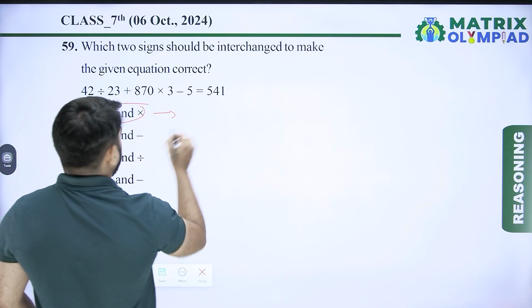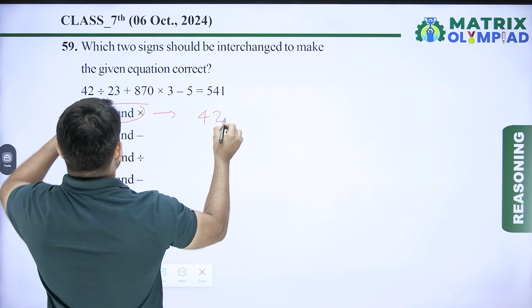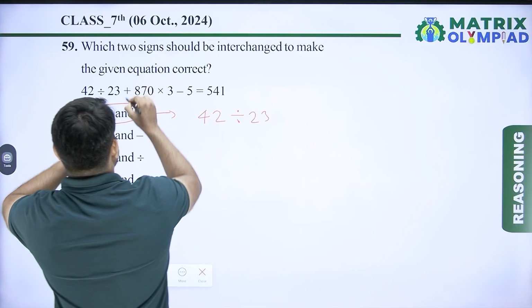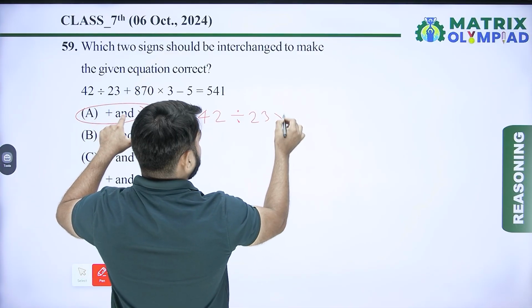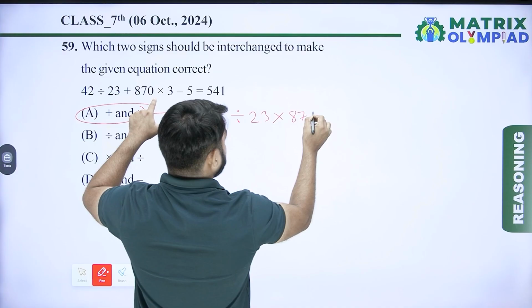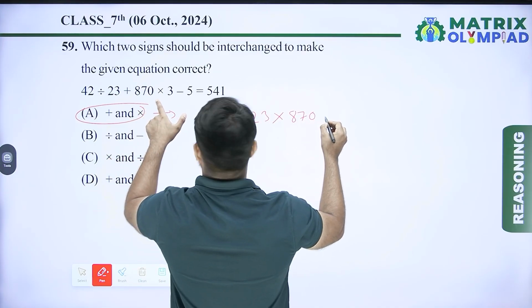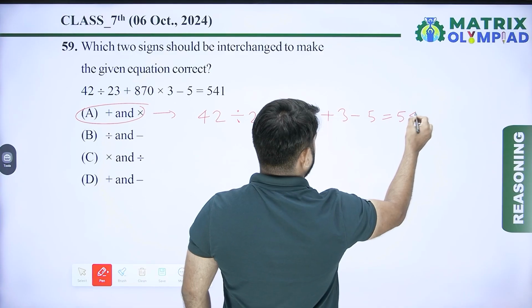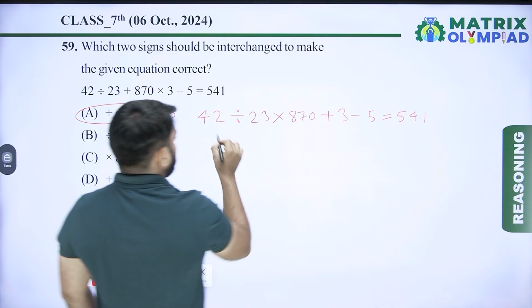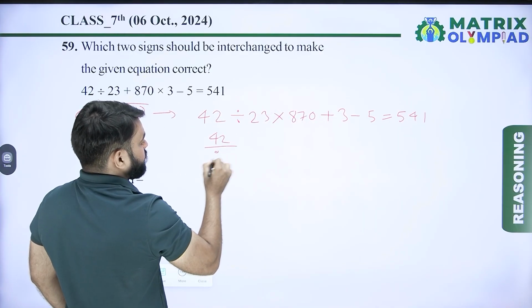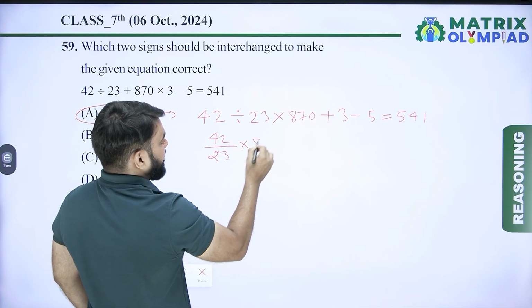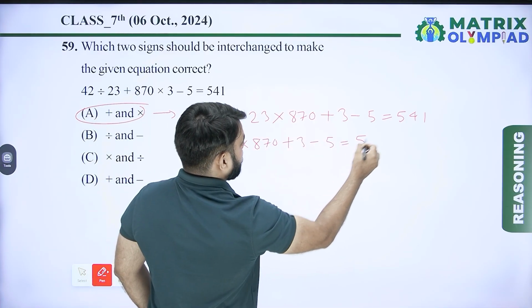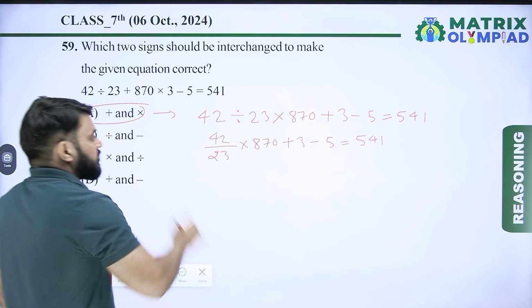So now according to option A, 42 divide 23 plus means multiply, 870 multiply means plus, 3 minus 5 is equals to 541. First divide the numbers. 42 divided by 23 multiply by 870 plus 3 minus 5 is equals to 541.